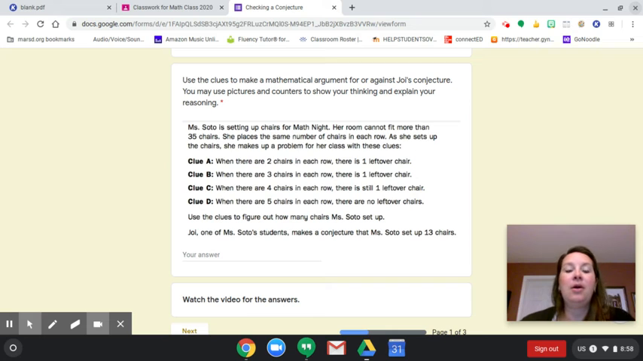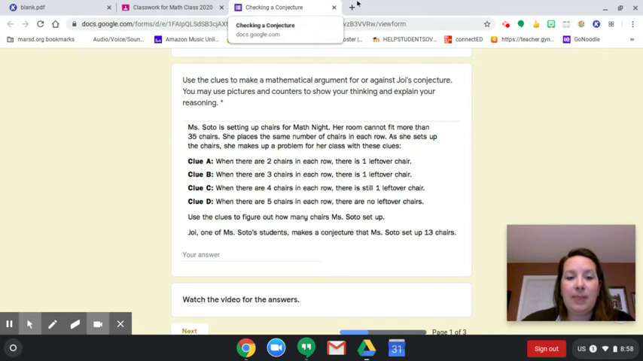All right. So the question says use the clues to make a mathematical argument for or against Joy's conjecture. You may use pictures and counters to show your thinking and explain your reasoning. All right, so it says Miss Soto is setting up chairs for math night. Her room cannot fit more than 35 chairs. She places the same number of chairs in each row. As she sets up the chairs, she makes up a problem for her class with these rules.